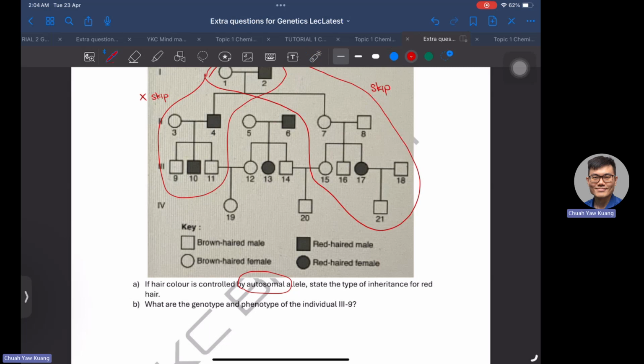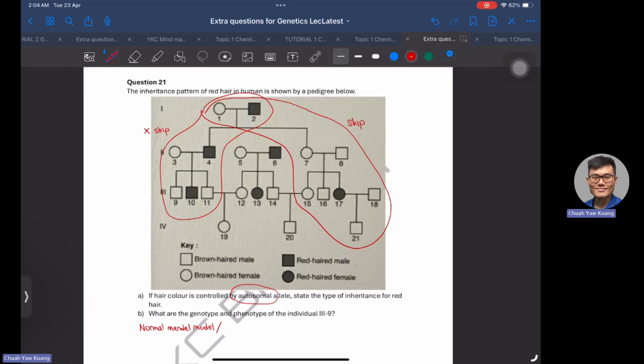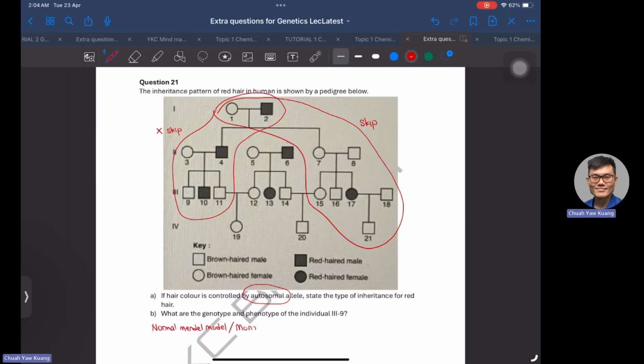Before we proceed, this question is actually autosomal, right? So it's autosomal, that means it is going to follow the normal Mendel model. And it is related to pedigree, so pedigree must be monohybrid cross. To solve this type of question, whatever Punnett square calculation, we will use the type 1 method. Okay, so done.